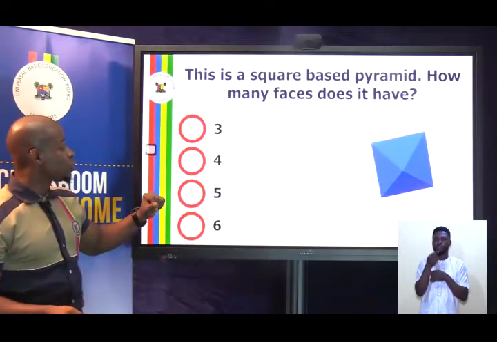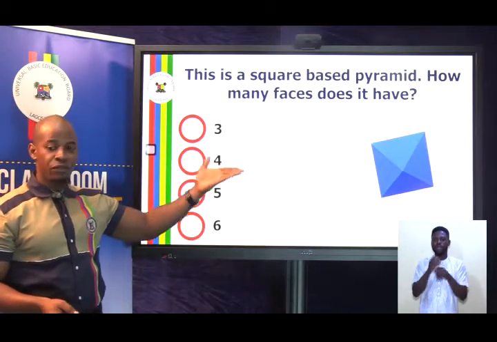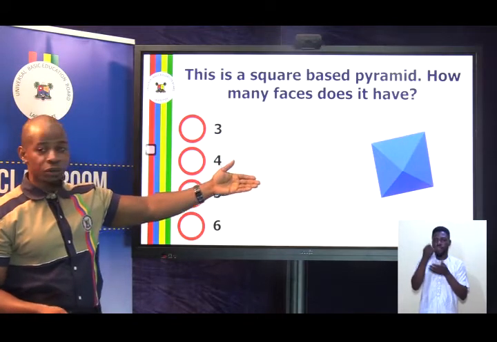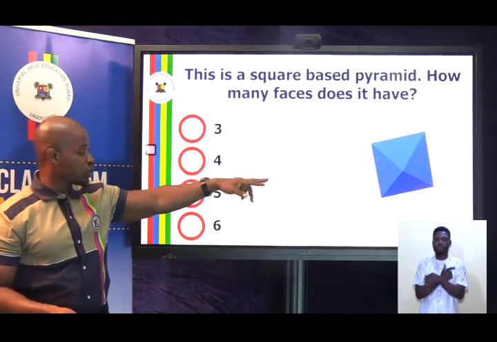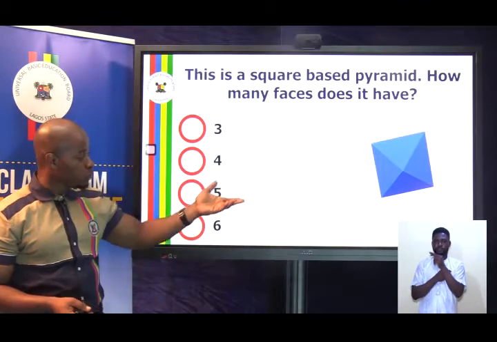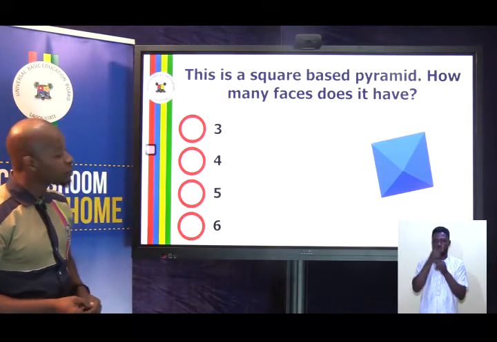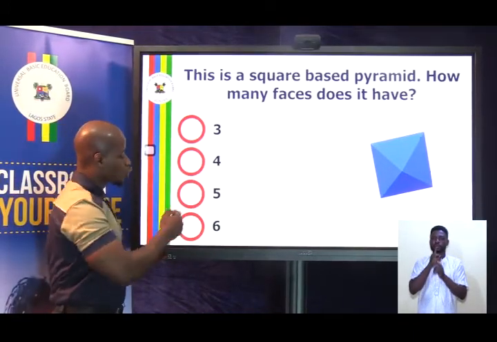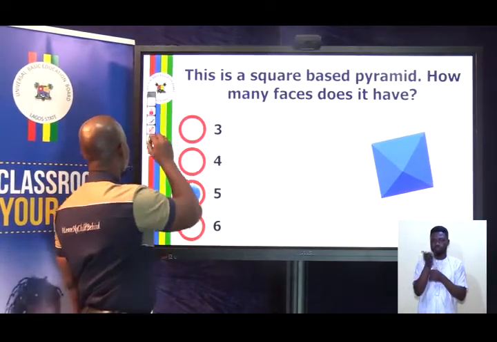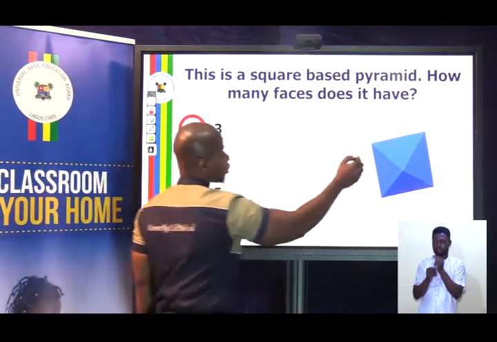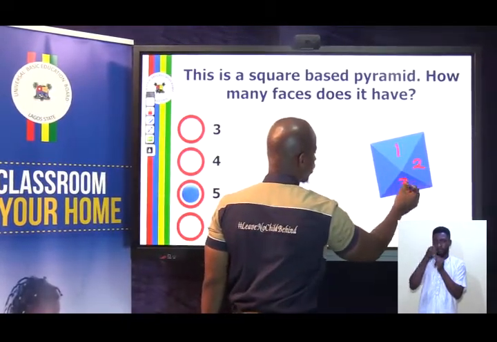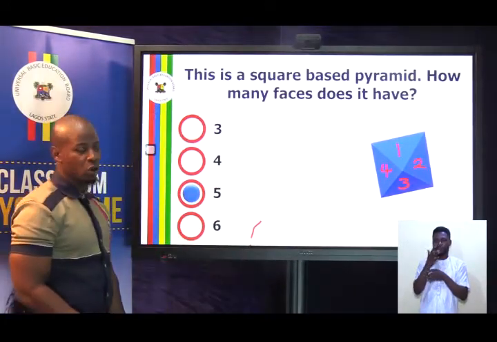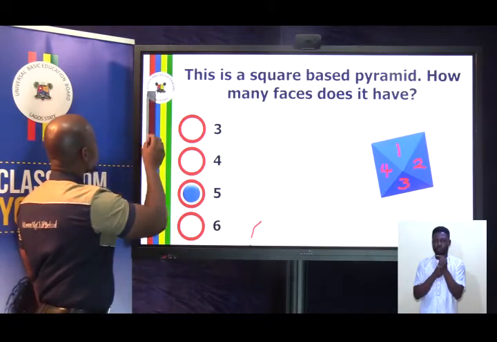This question says, this is a square-based pyramid. How many faces does it have? Now, you've seen this diagram before in our previous lesson when it was rotating. So now you have the front view or the top view. So count the number of faces. All right, the correct answer should be 5 faces. And these are the 5 faces. I'll show them to you. This is 1 face, this is 2, this is 3, this is 4. Then the bottom is at the other side, and that is the 5th one. Moving on.